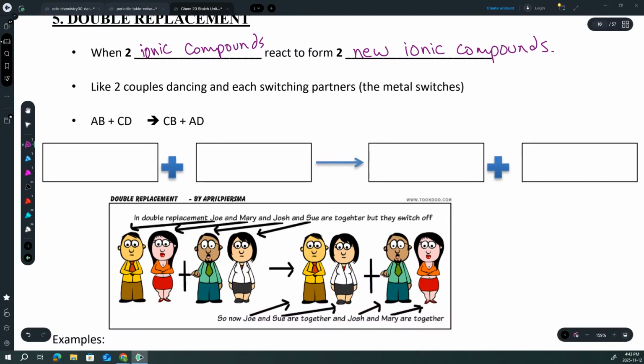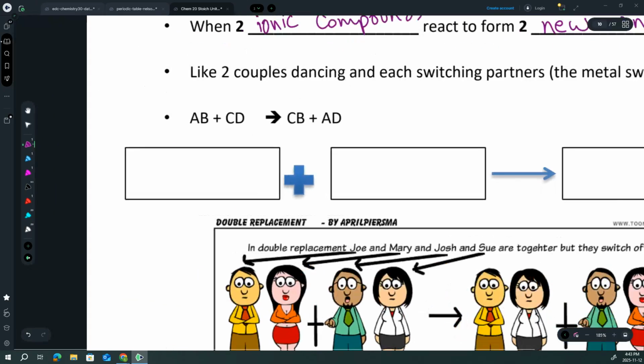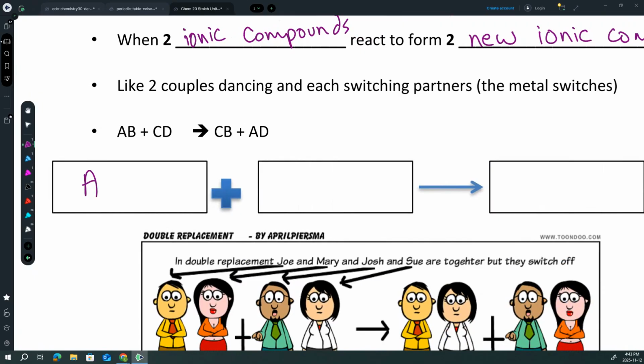Okay, so you could kind of think of it like if there are 2 pairs of dancing partners and they just decide to switch 2 partners in between the 2 pairs. Okay, so that's essentially what's happening here. So for example, I'm going to color code this so it's a little bit easier to see. Purple will be the positive, or the ion that likes to have a positive charge, and blue will be the ion that likes to have a negative charge.